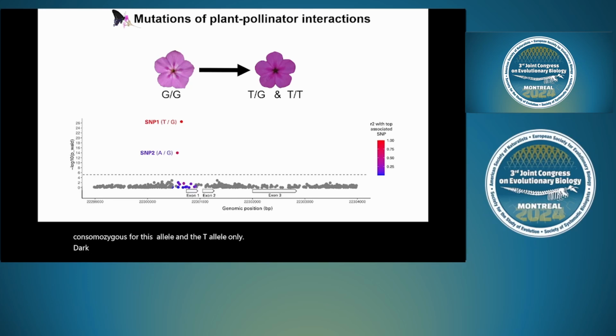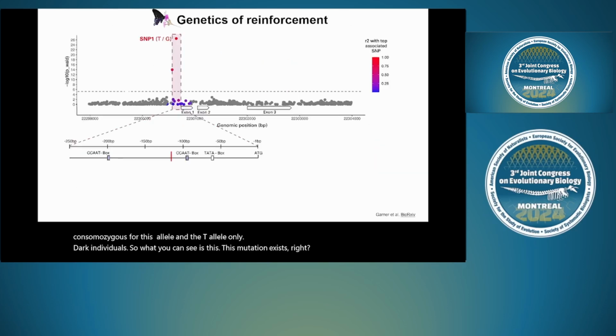So what you can see is this mutation exists right 5' of the start codon. It's about 120 base pairs away from the start codon, right in the middle of the CAT and TATA boxes. So it's in the essential promoter of this gene.